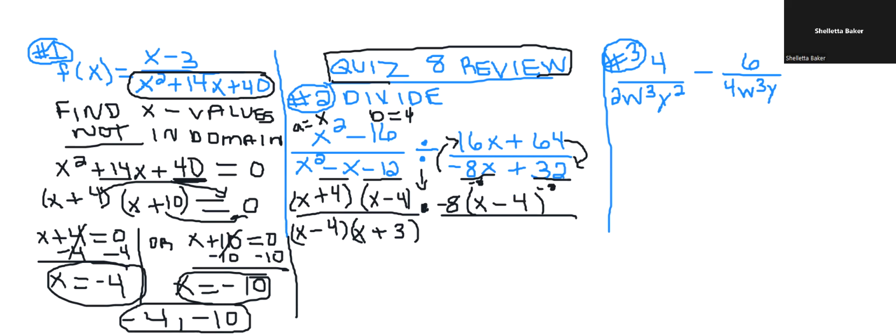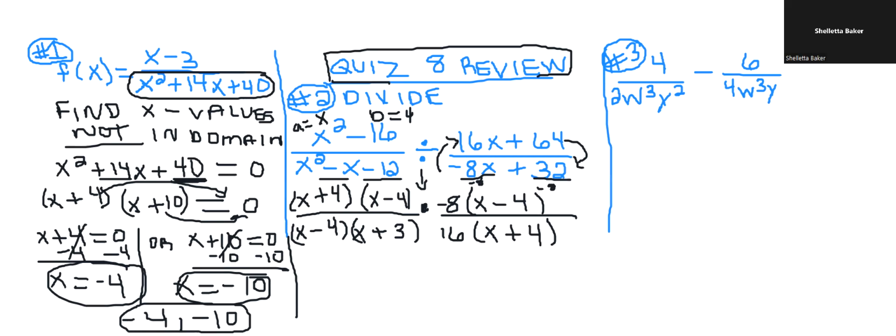And remember, the numerator moves to the denominator. And 16x and 64 can both be factored by 16. We can divide 16 into 16x, we'll get x. And 64 divided by 16, we'll get +4 here.